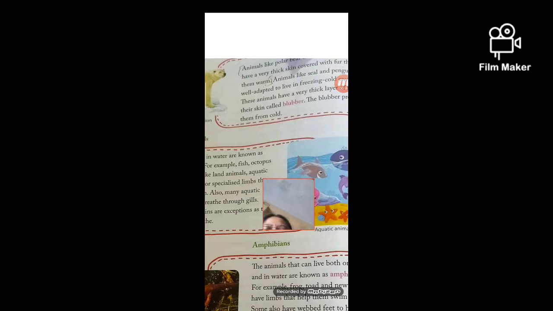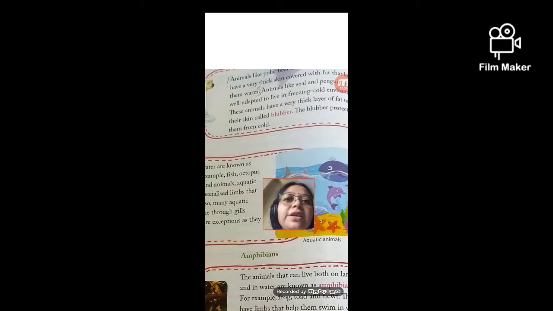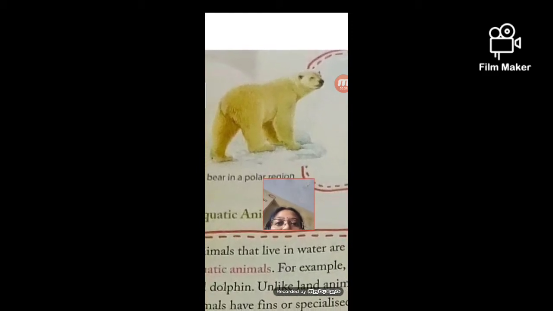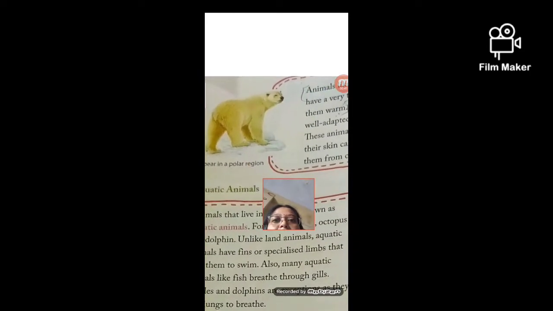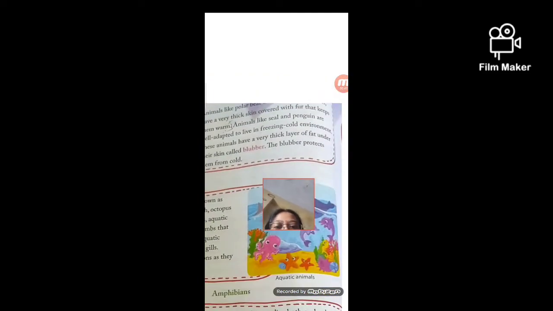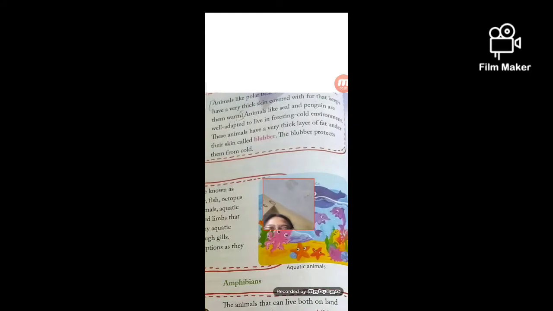Now, animals like polar bears that live in cold regions have very thick skin covered with fur that keeps them warm. So, let us see, yes, they have very thick skin covered with fur, and that keeps them warm. Animals like seals and penguins are well adapted to live in freezing cold environments, so that they can live there.